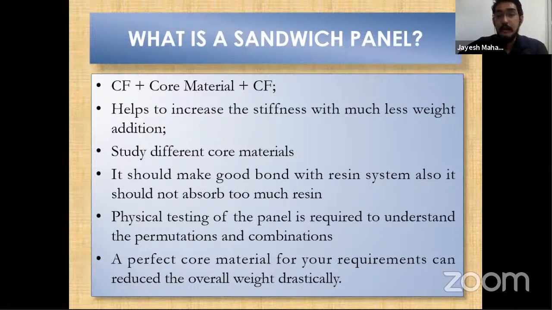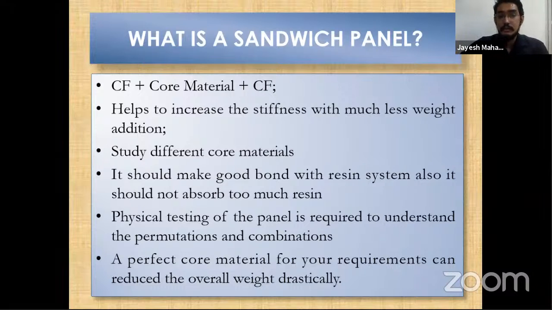Now, how to use sandwich panel. So what exactly is a sandwich panel? A sandwich panel is basically like what we eat: bread material, it is the same. You are using carbon fiber, so you use a core material between two layers of carbon fiber. It is simply called a sandwich panel. It helps to increase the stiffness with much less weight addition. We'll come to this point again with proper examples.